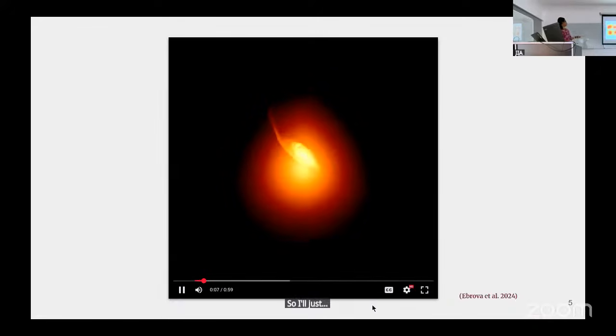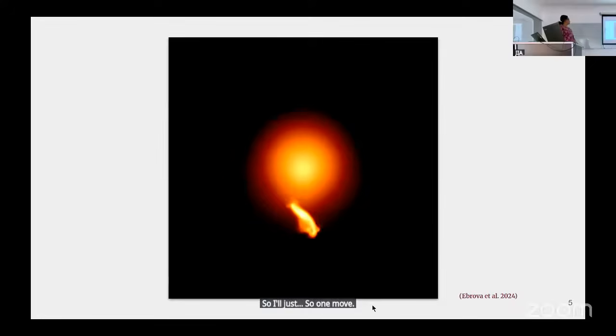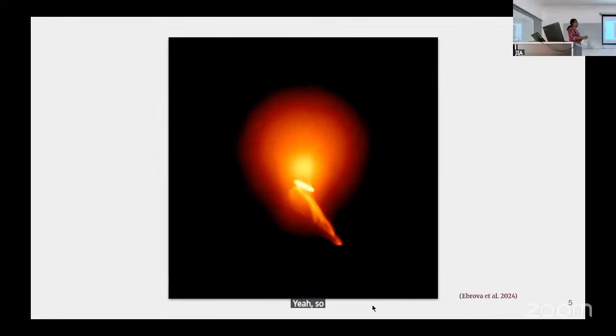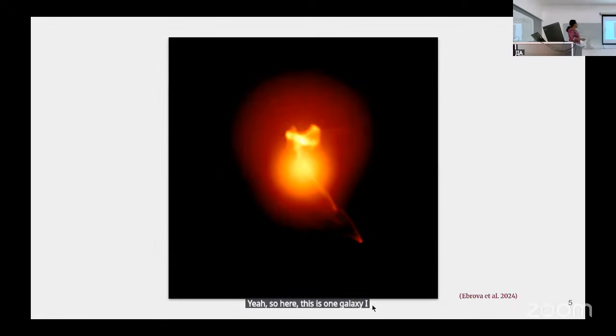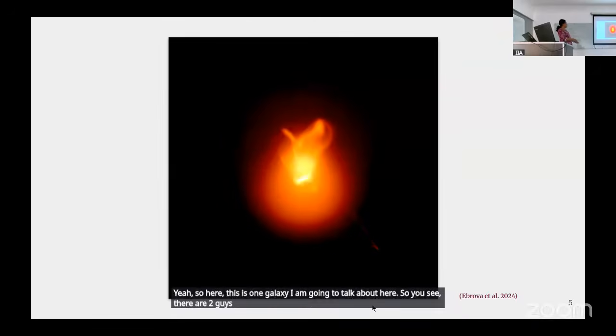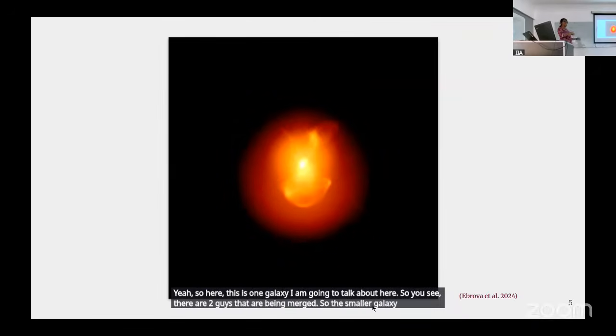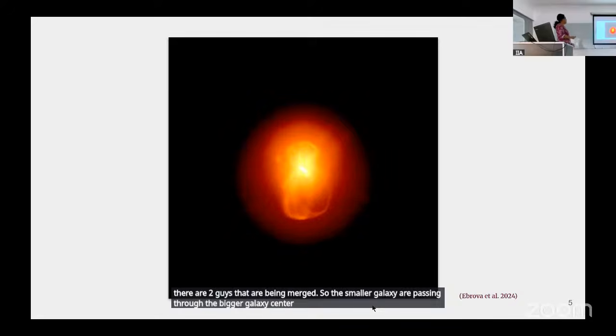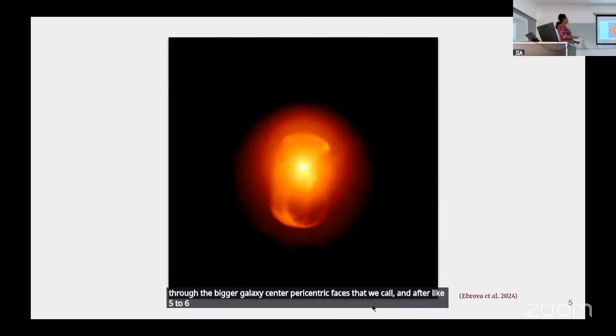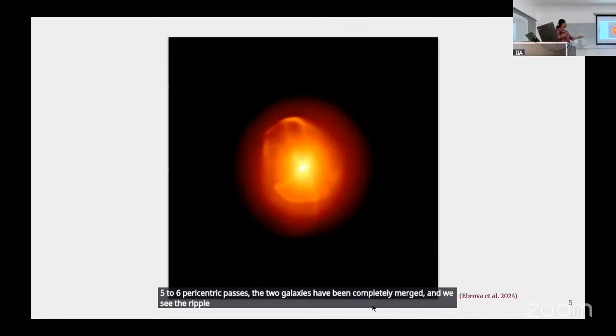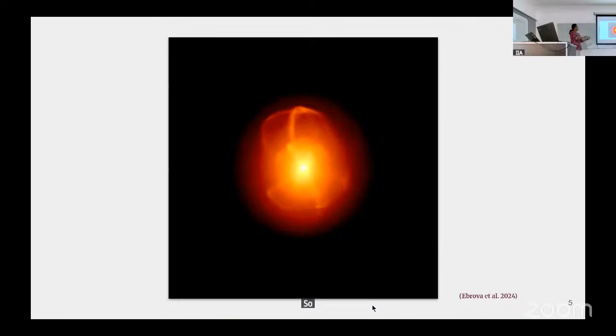I'll just show one movie. This is one galaxy I am going to talk about. You see there are two galaxies that are merging. The smaller galaxy passes through the bigger galaxy's center, which we call a pericentric passage. After 5 to 6 pericentric passages, the two galaxies are completely merged, and we see ripple-like structures propagating in the outskirts, and shell-like structures being formed.